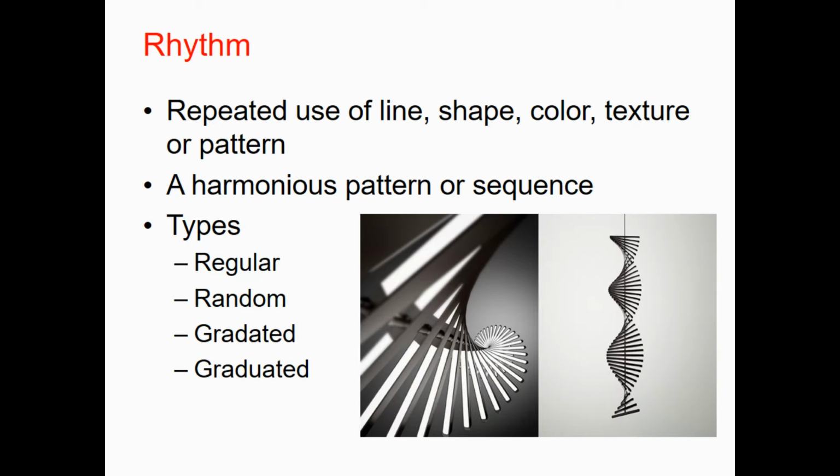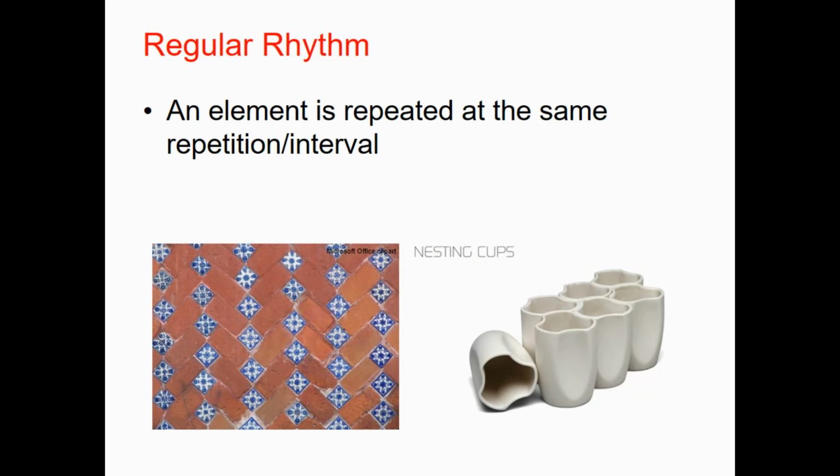Then we have rhythm, and that is the repeated use of lines or shapes or colors or texture or patterns. It's a harmonious pattern or sequence. And there are four types of rhythm. There's regular rhythm, there's random rhythm, gradiated rhythm, and graduated rhythm.